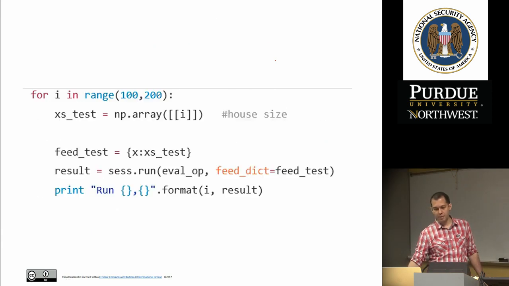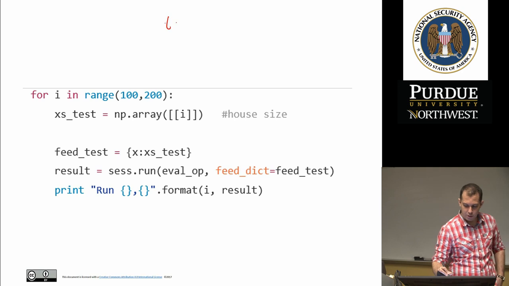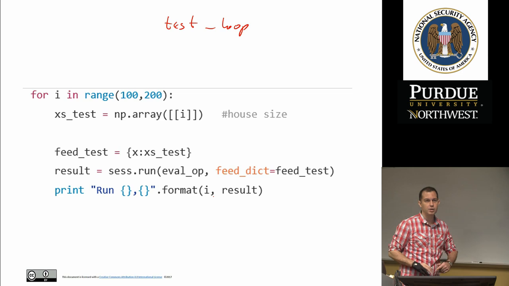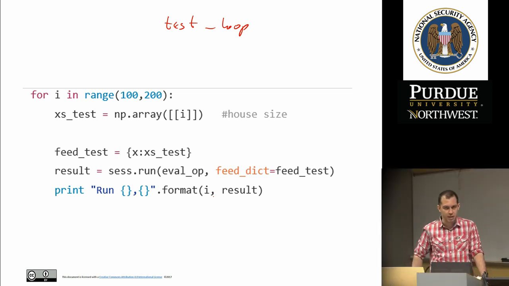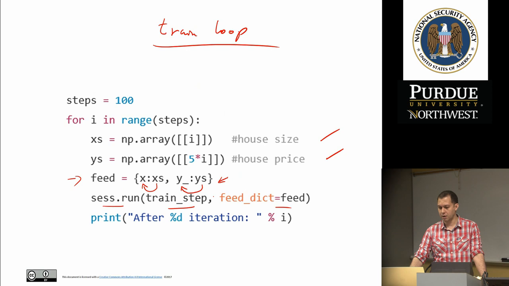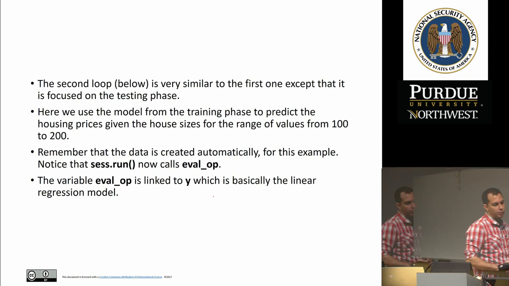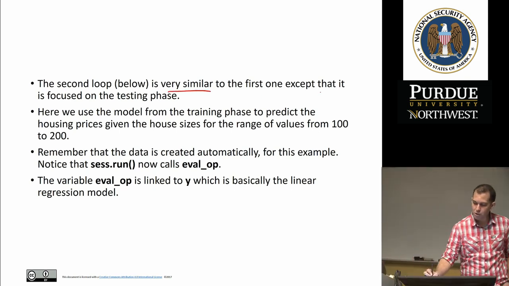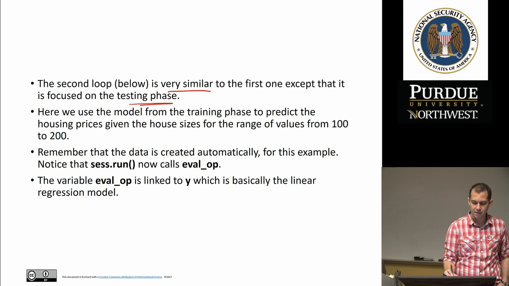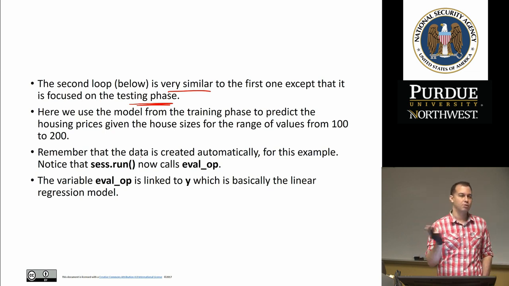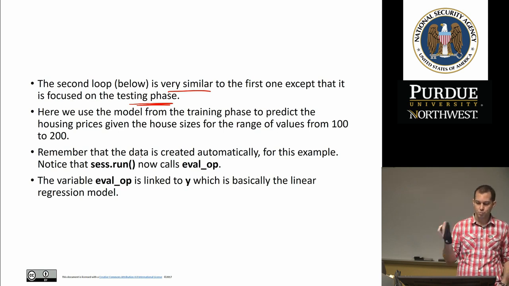The second loop, if you remember, which was this one, was the test loop in the code. It was very similar to the train loop. You don't actually need two loops. I just did it to make it even more obvious for academic reasons, but you don't really need it there. The second loop below is very similar to the first one, except that it is focused on the testing phase. Now the model is built, so that part of the graph now has W's and B's. All you need to do is replace the X's again, and you can use that part of the graph, the equation, to predict the y.